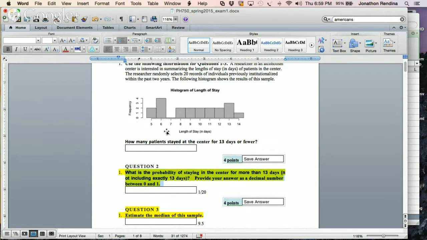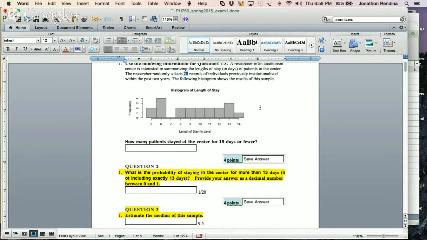Remember that the median in the sample is the 50th percentile. It is the middle point in the distribution. And because we have 20 people in our sample, which is an even number, we also know that the median is going to be the average of the 2 middle people, because there's no 1 middle person.